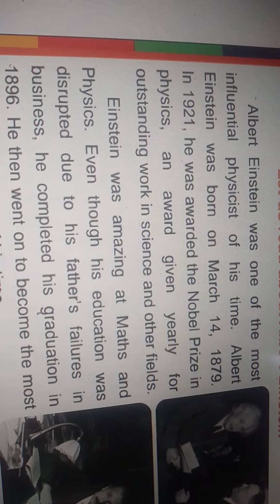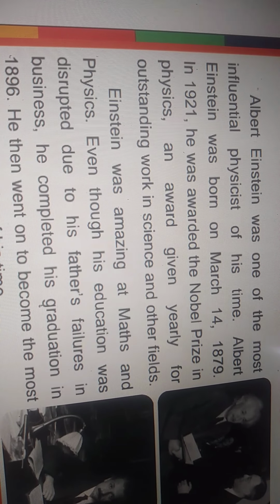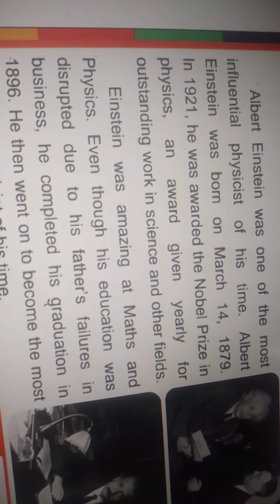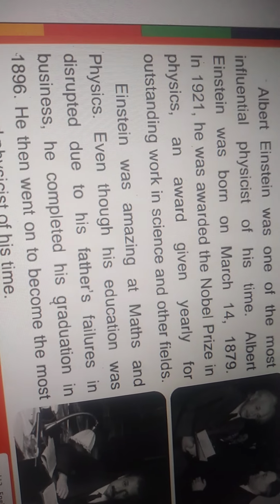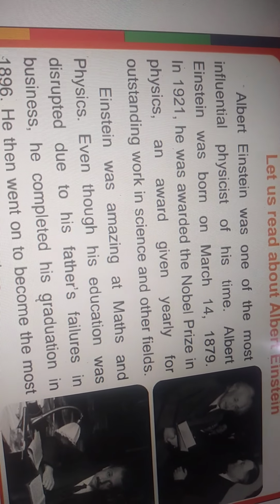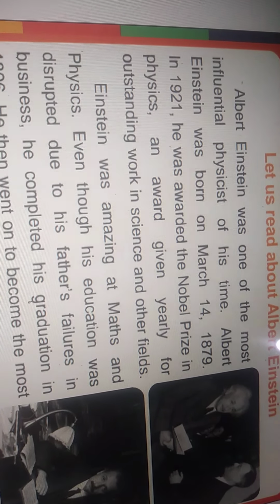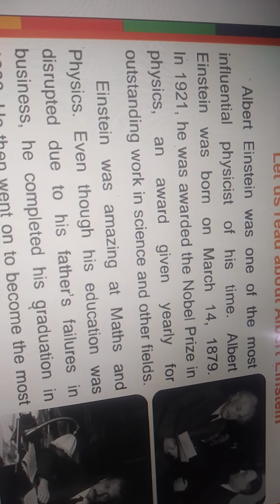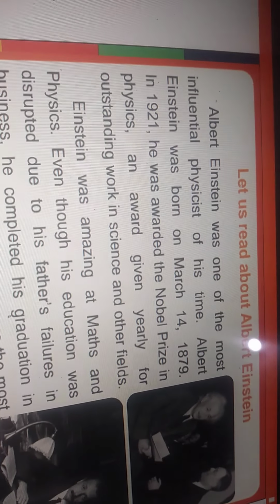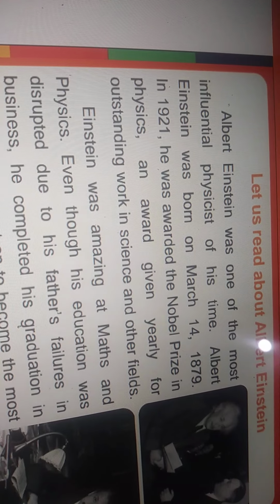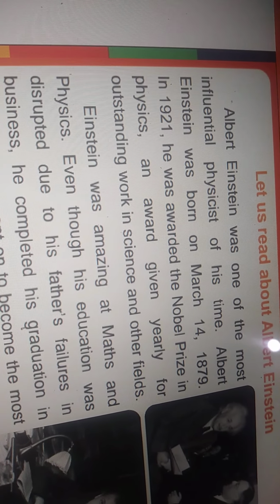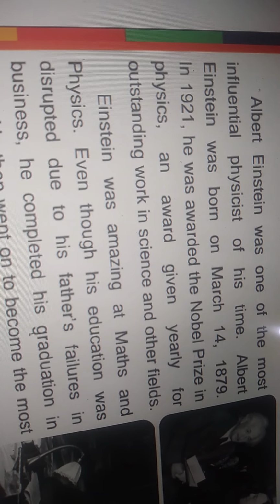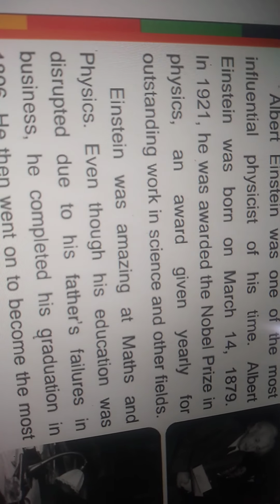Albert Einstein was one of the most influential physicists of his time. Albert Einstein was born on March 14, 1879. In 1921, he was awarded the Nobel Prize in Physics, an award given yearly for outstanding work in science and other fields. So he was one of the great influential physicists in his lifetime. And he was born on March 14, 1879. In 1921, he was awarded the Nobel Prize for his outstanding work in science and some other fields.